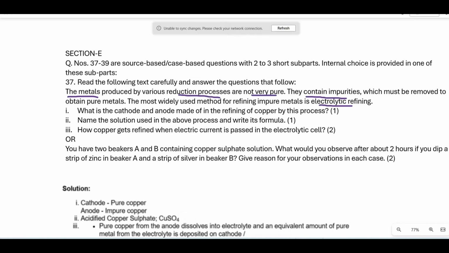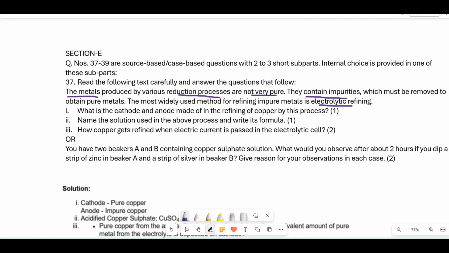Now, what are the cathode and anode made of in the refining of copper by this process? So they are asking you to explain the cathode and anode in the refining of copper. Copper is refined by the electrolytic process. Electricity will be passed through copper solution. Okay. So what is the cathode and anode? You should have an idea about electrolytic refining of copper, otherwise you may not be able to write this. So the answer is.